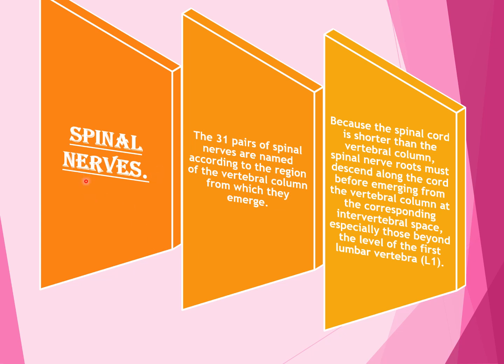Now about the spinal nerves. The 31 pairs of spinal nerves are named according to the region of the vertebral column from which they emerge. Because the spinal cord is shorter than the vertebral column, the spinal nerve roots must descend along the cord before emerging from the vertebral column at the corresponding intervertebral space, especially those beyond the level of the first lumbar vertebra.